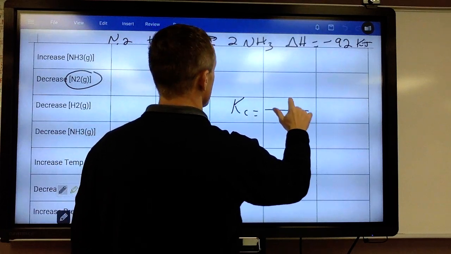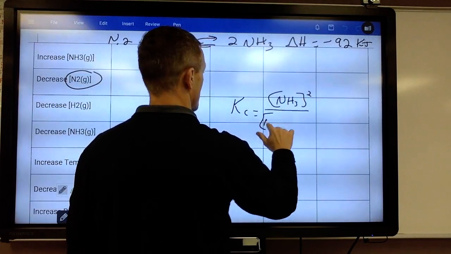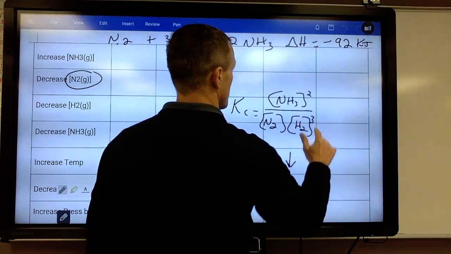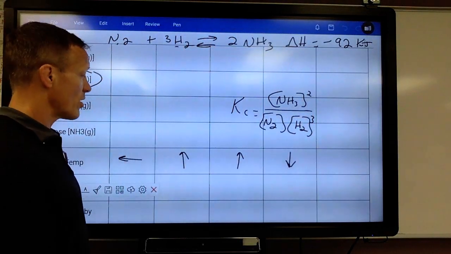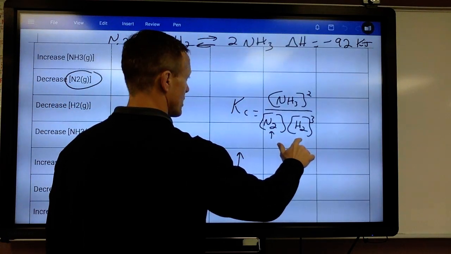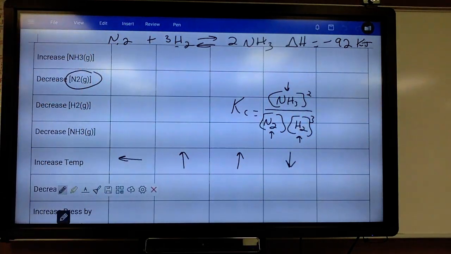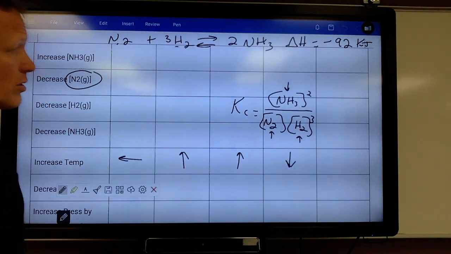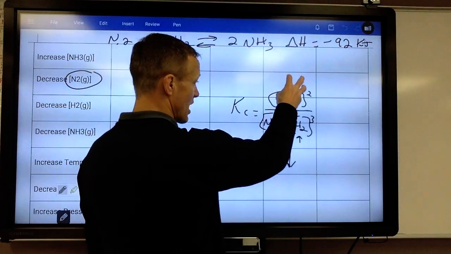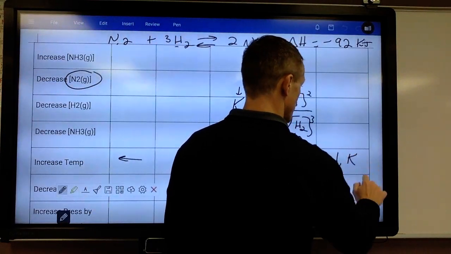So let's think about our K. Our K is NH3's concentration over N2's concentration times H2's concentration. Well, right now, we are increasing this and decreasing that. So that is going to make our K value go down. We're putting a smaller number on the top and bigger numbers on the bottom of a fraction. That's going to make this decrease. We're going to have a decrease in our K value.